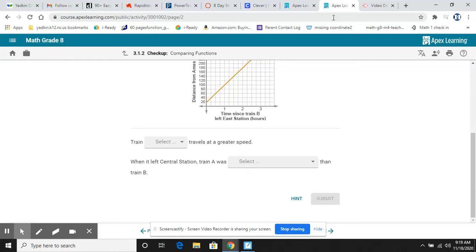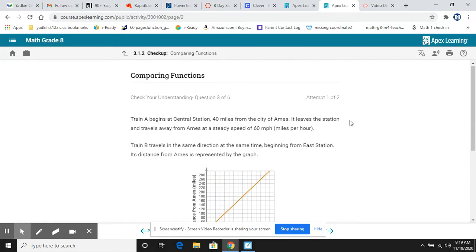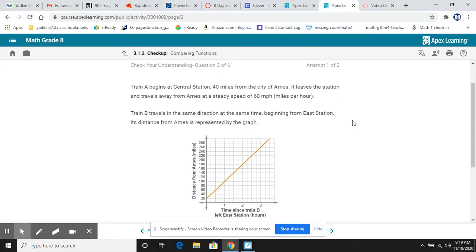Okay, let's try to finish up this checkup in 3.1. Train A begins at Central Station, 40 miles from the city of Ames. It leaves the station and travels away from Ames at a steady speed of 60 miles per hour. That's your slope. That's your rate of change, 60 miles per hour.